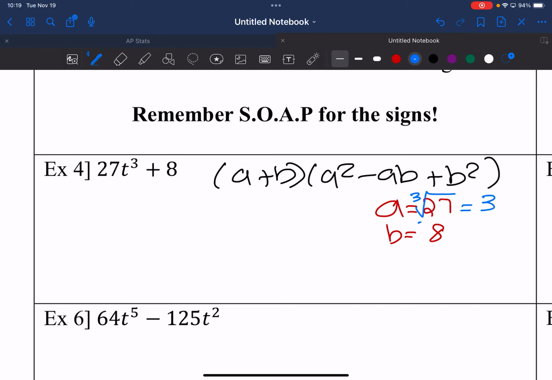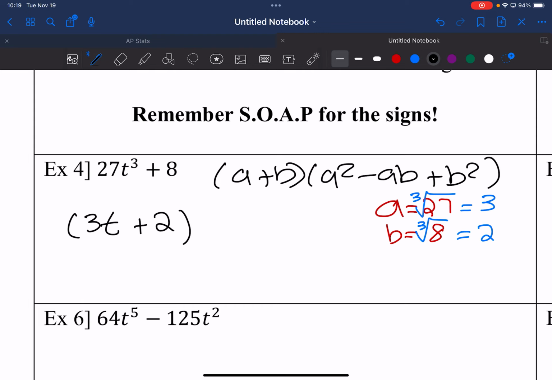What number times itself 3 times? My bad. Okay, so what about the cube root of 8? 2. So for this one, we're going to do A plus B. So this is going to be 3t plus 2. Can't forget about that variable.